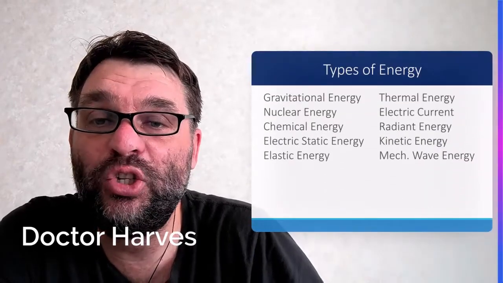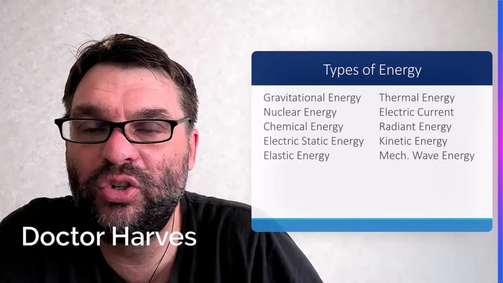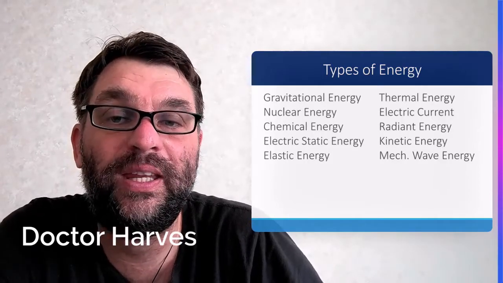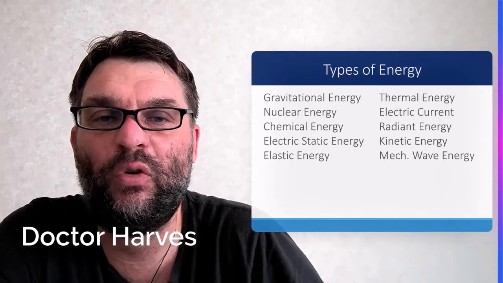There are many types of energy. They range from gravitational energy to chemical energy, which you see in chemical reactions, to the energy of moving, kinetic energy, or even radiant energy, which we get from the sun.